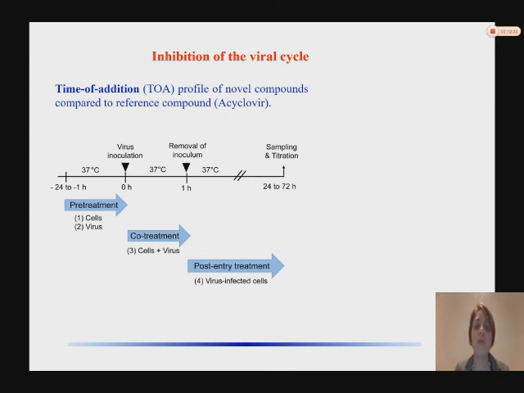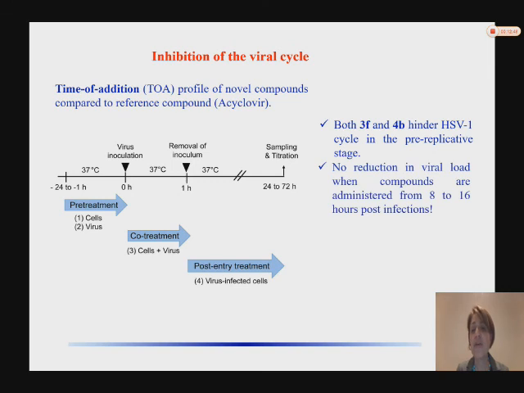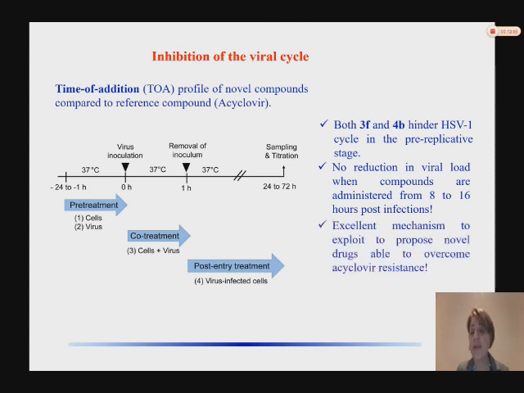Therefore, the TOA assay was performed, and we were able to see that both 3F and 4B can hinder the HSV1 virus cycle in the pre-replicative stage. In fact, no reduction in viral load was detectable when compounds were administered from 6 to 8 hours post-infection, and it is an excellent mechanism to exploit to propose novel drugs able to overcome acyclovir resistance.